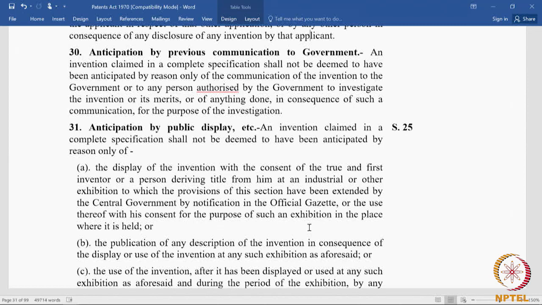So any communication made to the government, and there's no grace period per se here, it doesn't say that you should quickly follow it up or anything. It's a standing provision. If you make a communication to the government, later on you could file an application. Communication to the government, provided it's done in the right channel, will not be used to anticipate your invention. It's a very simple provision.